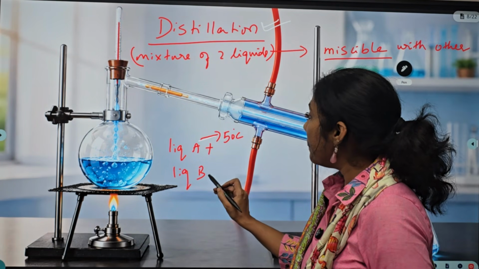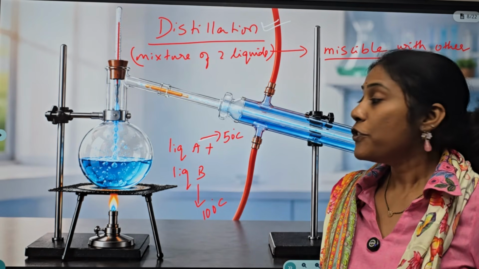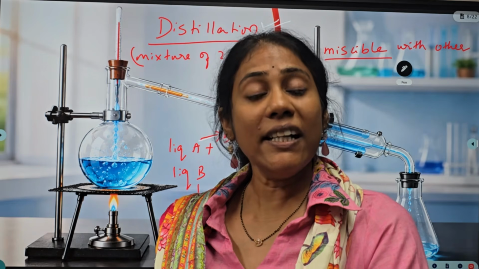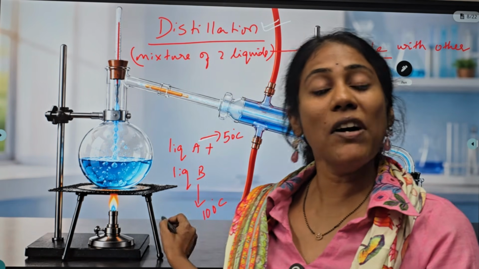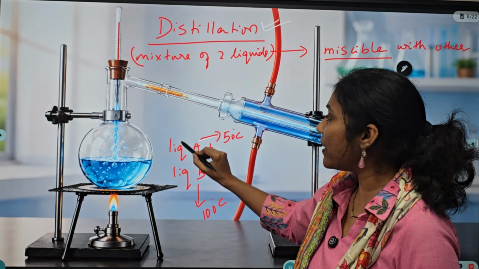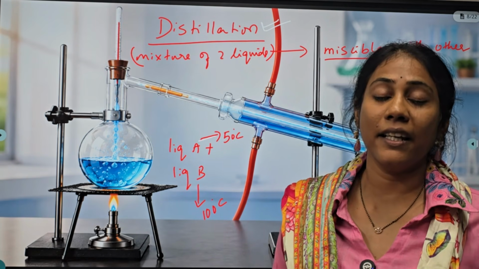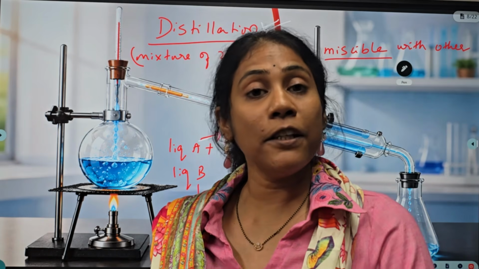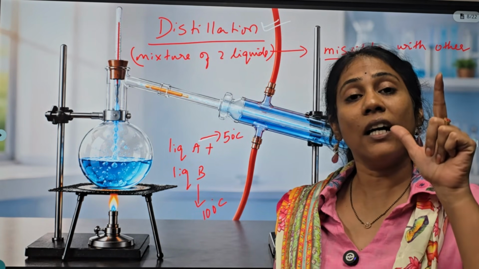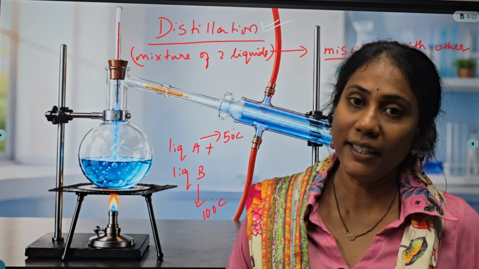And liquid B, suppose it has a boiling point of 100 degrees. So for liquid B to become a vapor, it will take a temperature of 100 degrees. Say A boils at 50 degrees, the vapors of A come at 50 degrees, the vapors of B come at 100 degrees. That must be the boiling point difference you should have between two liquids in case you are trying to separate them using this distillation technique.